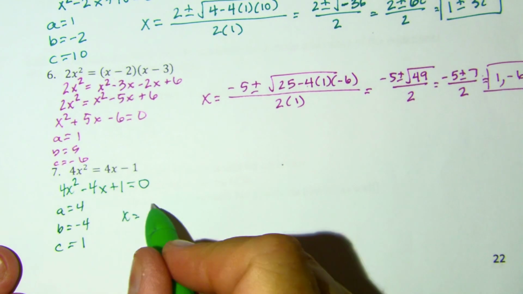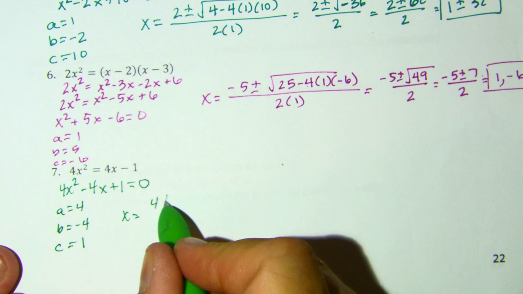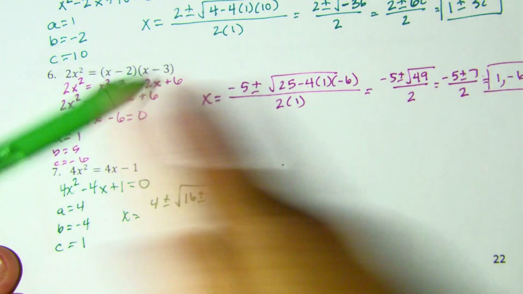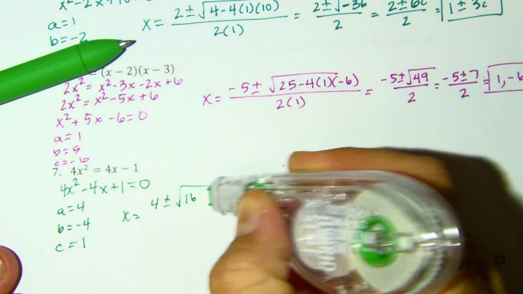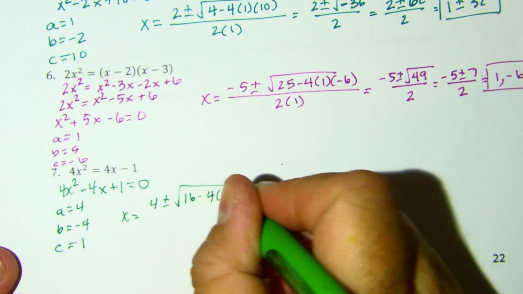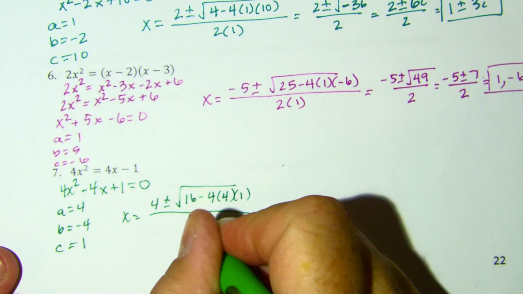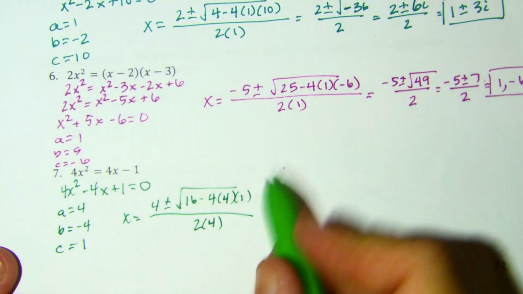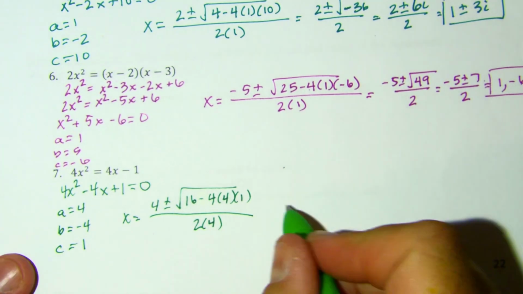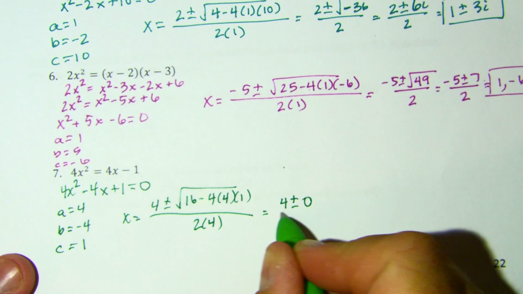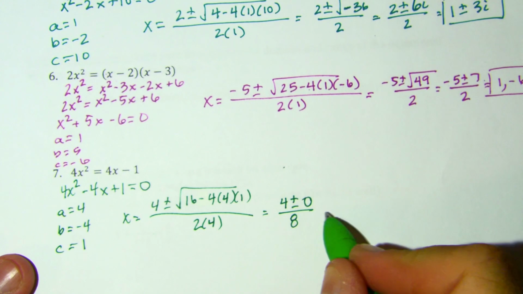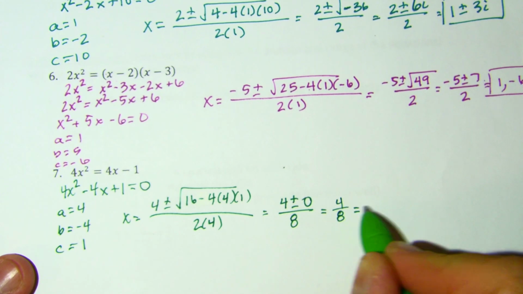So x is equal to negative times negative 4 will be positive 4 plus or minus the square root of negative 4 squared is 16 minus 4 times a times c, over 2a. Well, 4 times 4 is 16. 16 minus 16 is 0, and the square root of 0 is 0. So what I have here is 4 plus or minus 0 over 2 times 4 is 8. Well, 4 plus 0 or 4 minus 0 is still just 4 over 8, which reduces to 1/2.